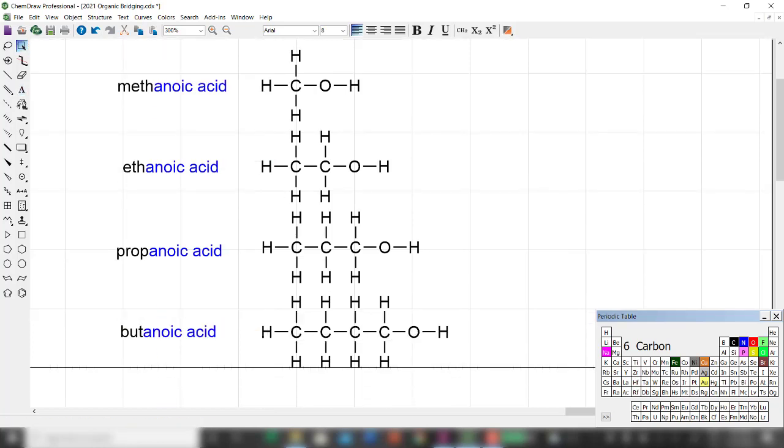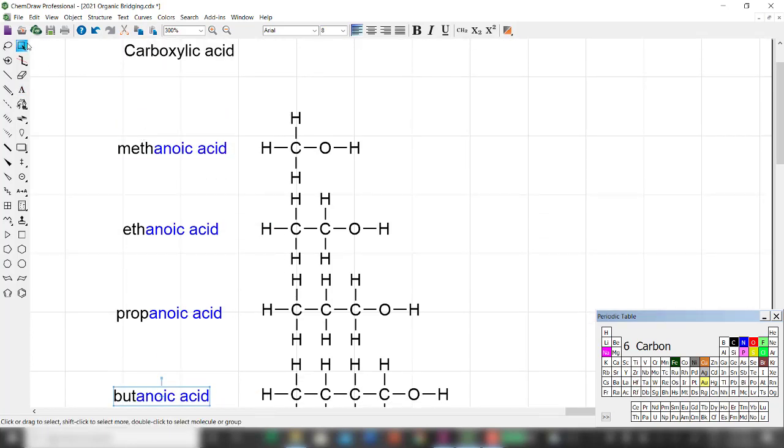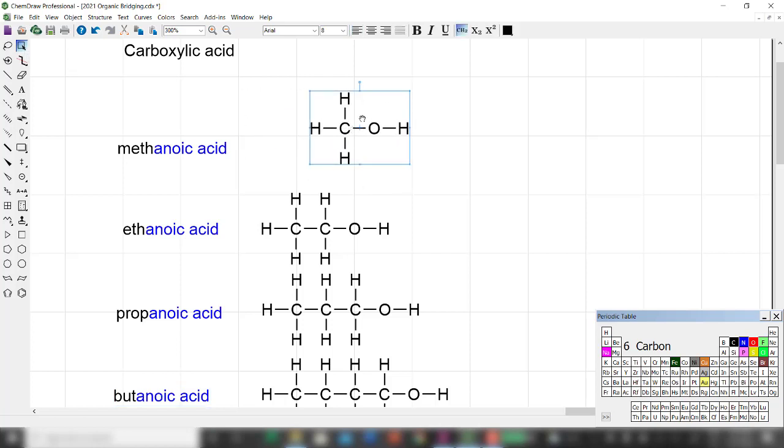Okay, and then how do they look like? So carboxylic acid is a functional group itself, and the functional group has the abbreviation COOH. Therefore, for the first member, that carbon itself is the functional group.